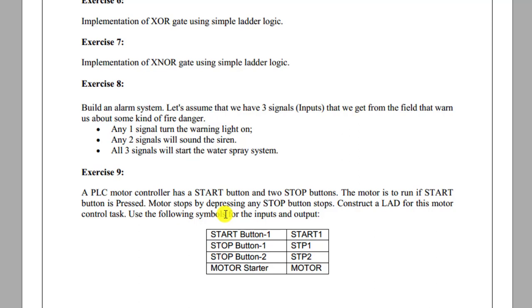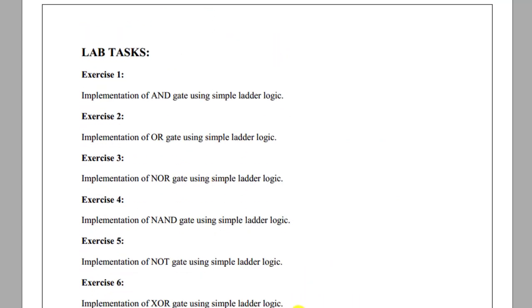Use the following symbols for the inputs and outputs. Start button is labeled start 1. Stop button 1 is labeled as STP1. Stop button 2 is labeled as STP2, and the motor starter is labeled as motor. So we'll move to circuit making.